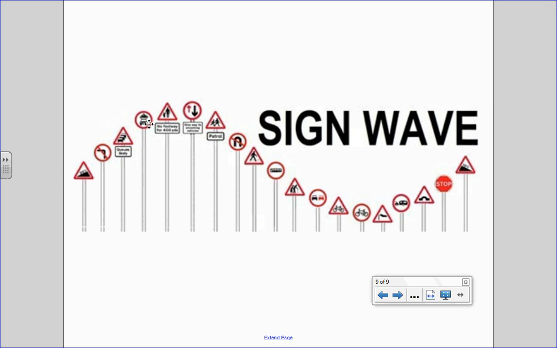Maybe like this, a sine wave. Okay, that was pretty bad.